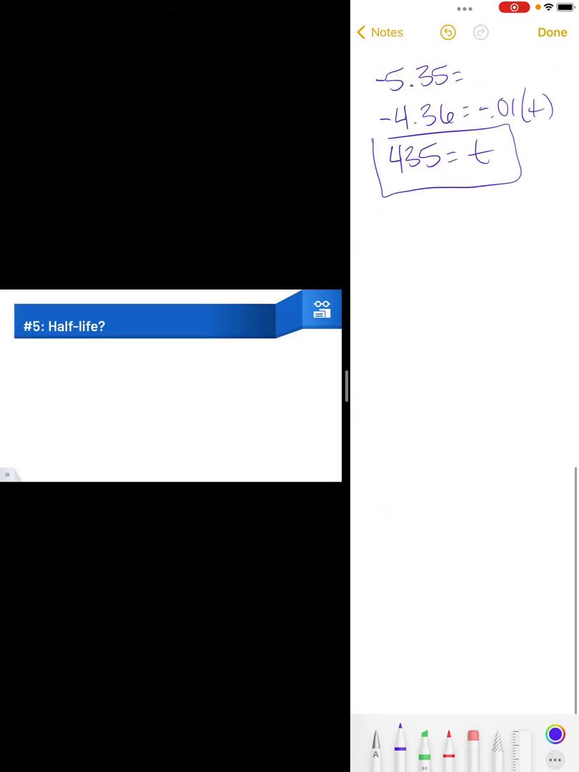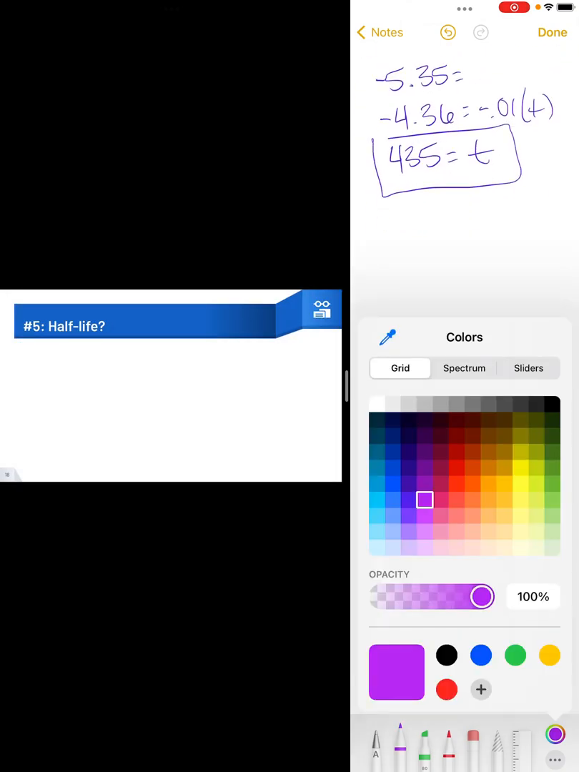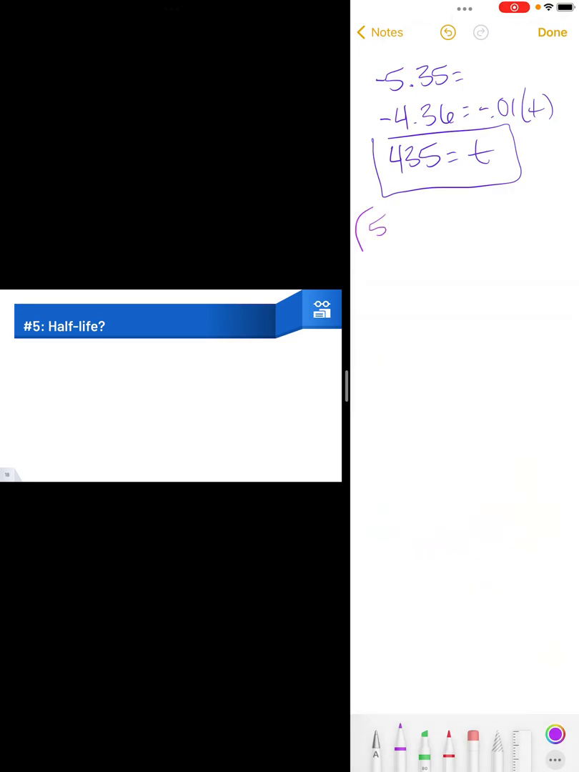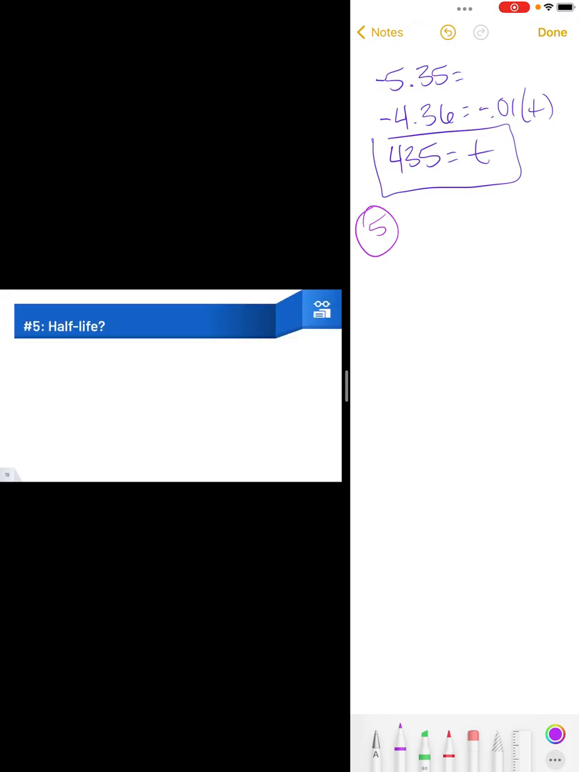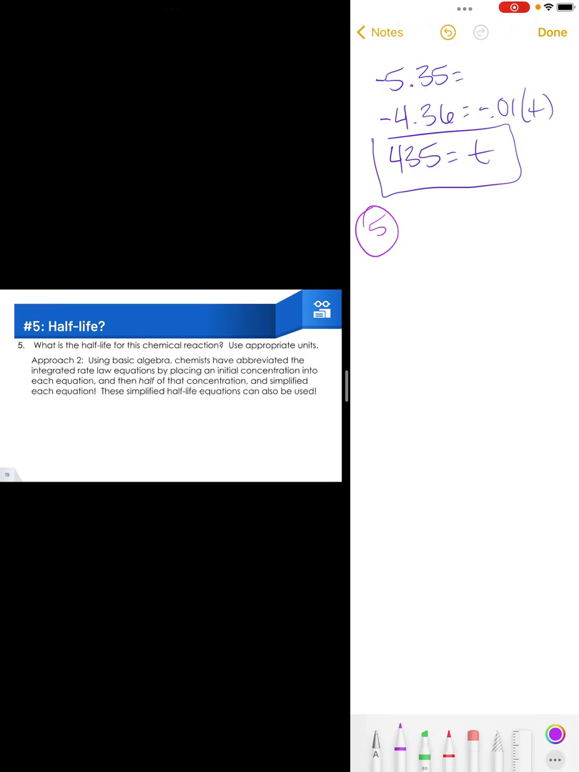We're almost done. Okay, now it's asking for the half-life. There's 2 ways to do this. The first way is we can take the initial concentration, that was 0.362, we can cut that in half and then plug it back in to this concentration and solve for time. That takes a little bit. There's an easier way. The easier way is to use integrated rate law equations and equations that have already been produced for half-lives based on what the order of their reaction is.